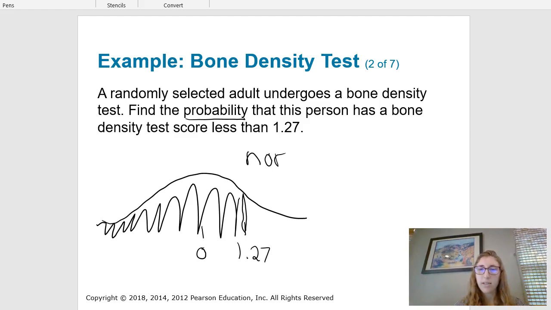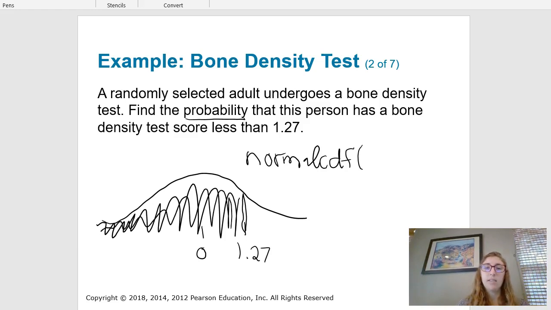So again, we are using normal CDF here, because we are trying to find a probability. Probability corresponds to our areas. Okay. So technically speaking, this is going to go on forever. So in reality, there's not really a lower bound here. But what we can do is we can use a huge negative number.